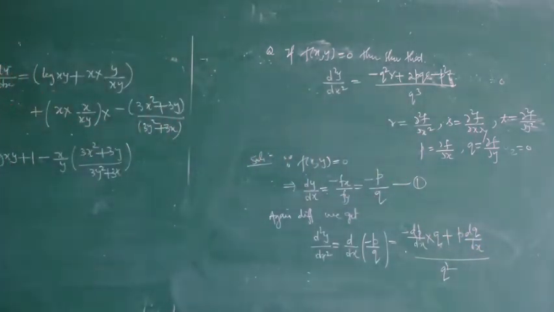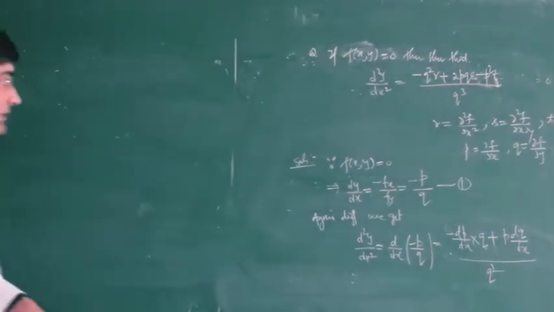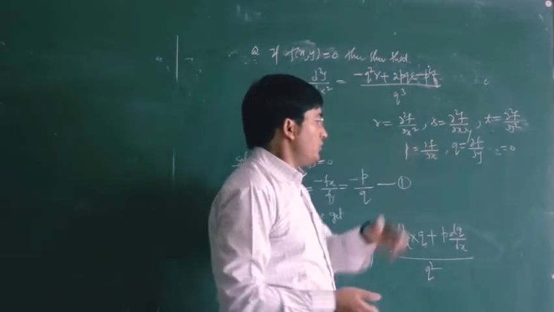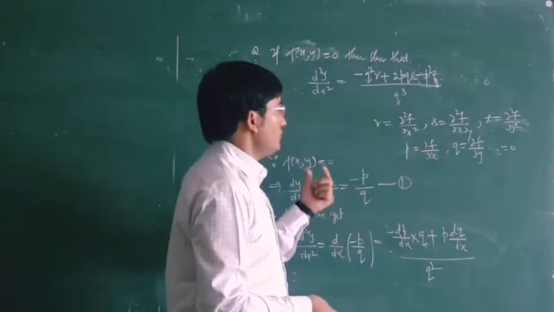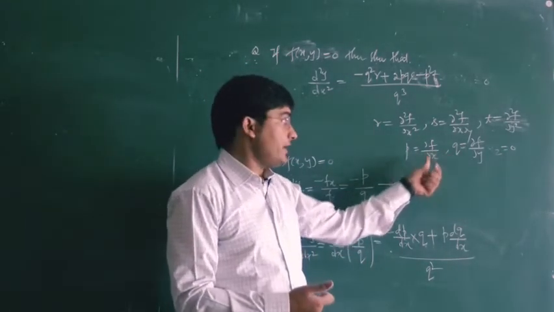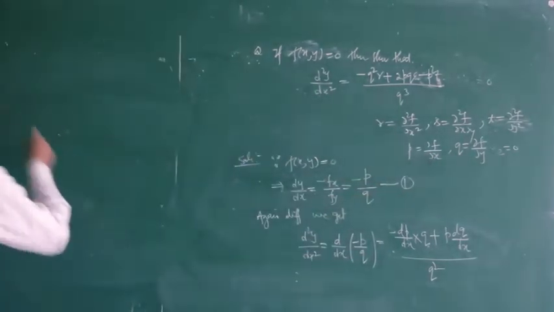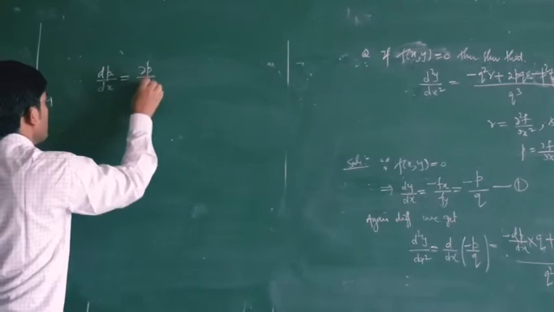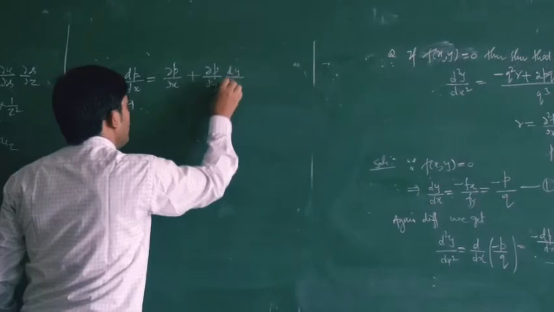Now let us compute dp upon dx. Please note that your p is a function of x. Now your p is a partial differentiation with respect to x. It can have terms of y as well, because suppose that your f is x square y square, then del f upon del x will contain the terms of x and y both. So that means your p is a function of xy. So your total differentiation of p with respect to x will be del p upon del x into dx upon dx, plus del p upon del y into dy upon dx.